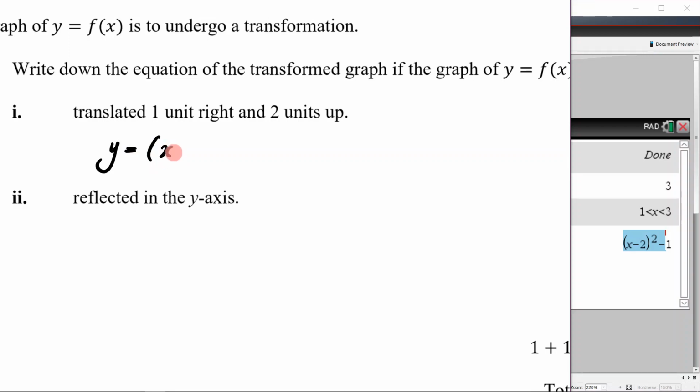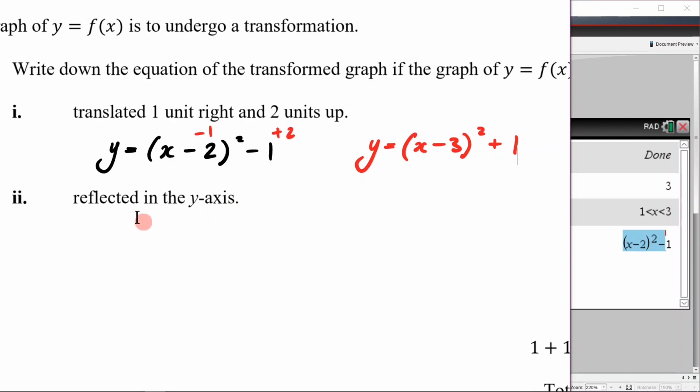So we're going to deal with x minus 2 squared minus 1. Now that we've done that, if I'm going 1 unit right, we have to think. Remember, it's always counterintuitive to what you think. If I'm going 1 unit right, that means I'm minus 1 here. And then if I'm going 2 units up, it means I'm plussing 2 there. So that means my final answer is going to be, and I might even write it in red, y is equal to x minus 3 squared plus 1, because minus 1 plus 2 is plus 1. That is going to be our answer.